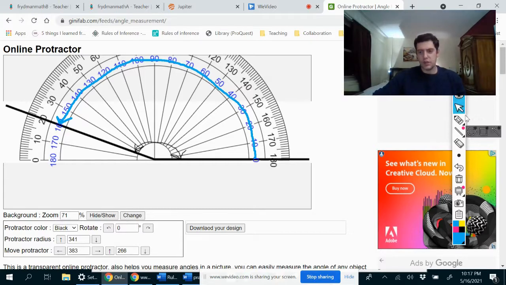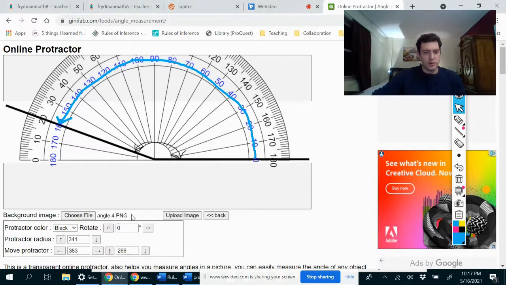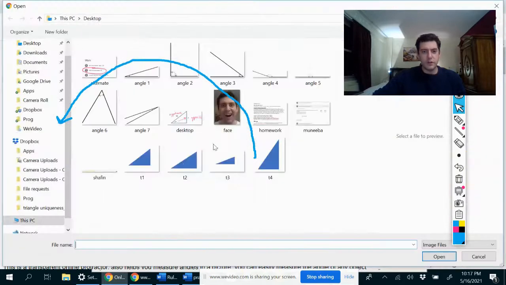That was, which angle was that? Was that 4 or 5? I think that was 4, right? Okay, now let's do angle 5.